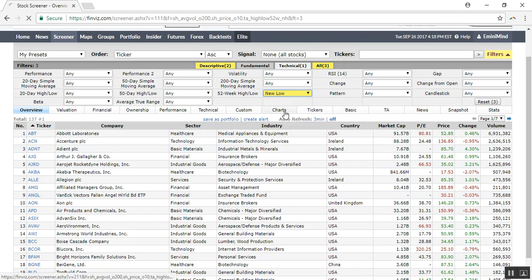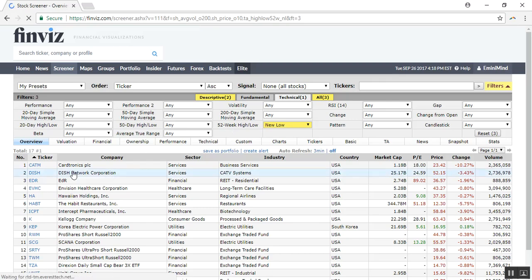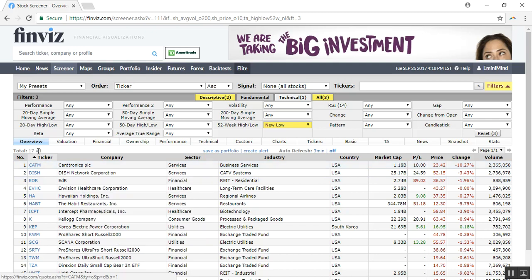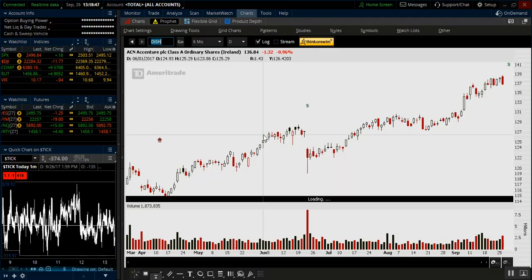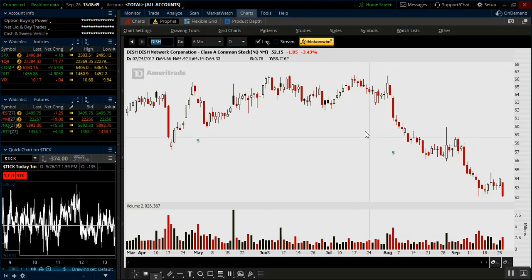Then I'll do the same thing, and I'll just do 52-week lows, and that will pull up a list of stocks. Notice that there's only 17 of these. If we pull up a couple on the top of the list, we can see that, yep, Dish Network is definitely in a downtrend, definitely making new lows. And so what I will do is then come back to these stocks in a couple of days.